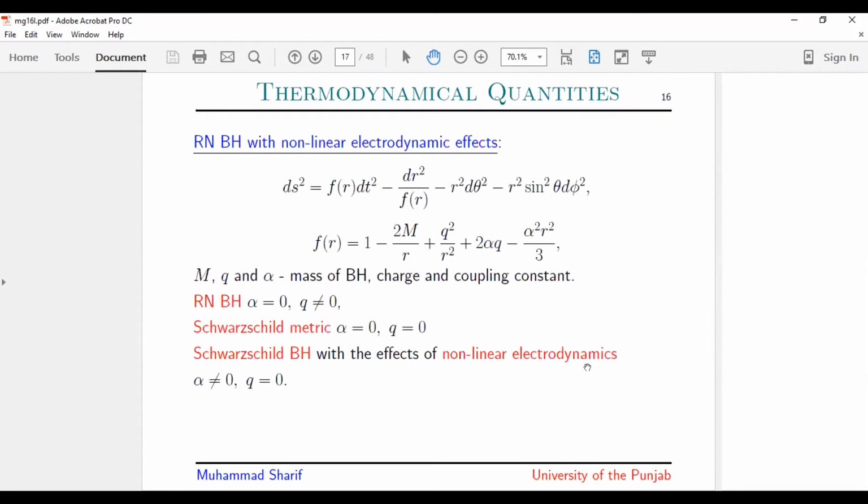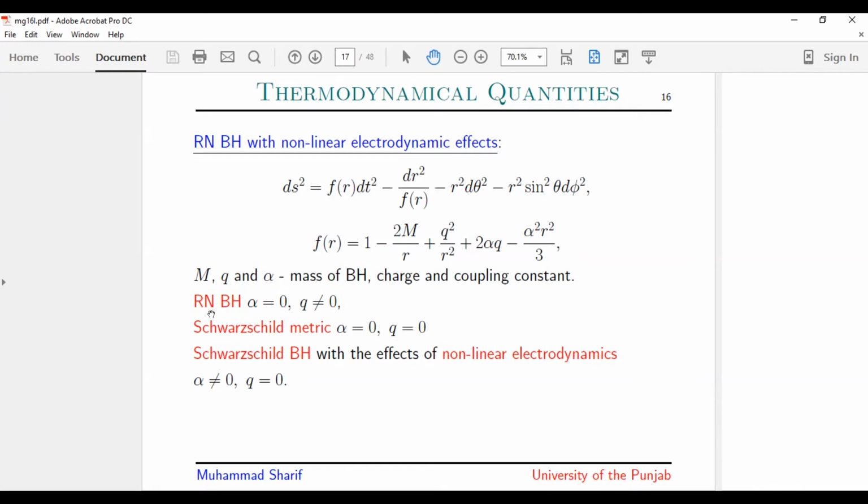Now I'm going to discuss thermodynamical quantities for a particular black hole, which is in fact the Reissner-Nordström black hole with nonlinear electrodynamic effects. So we define this black hole in this form. Here F is given by this quantity. Obviously, here alpha is an important quantity, which in fact introduces nonlinear effects of electrodynamics.